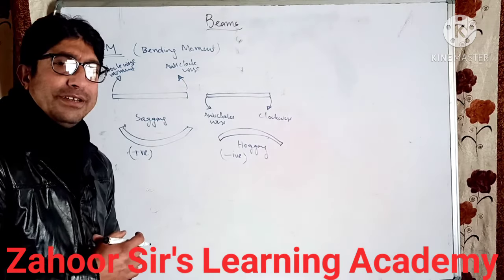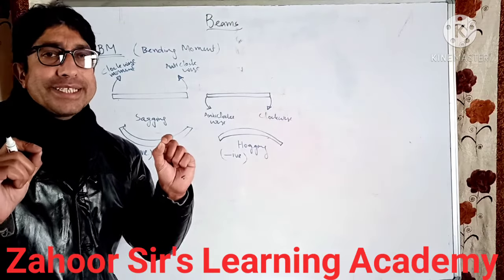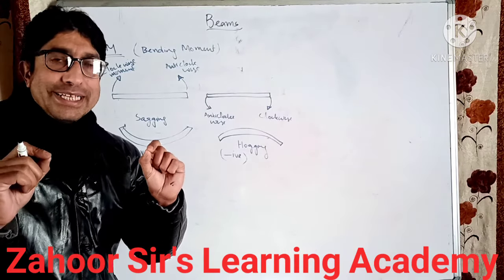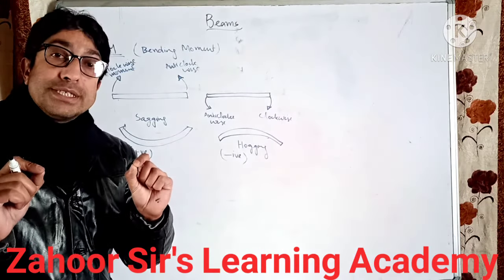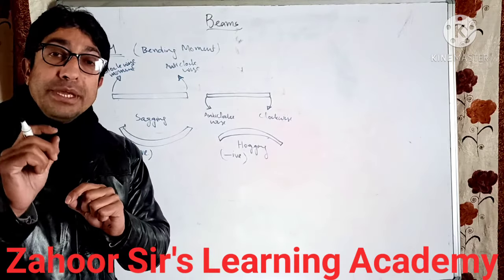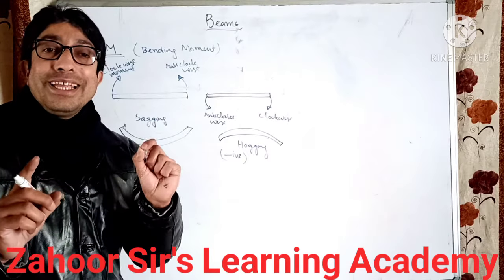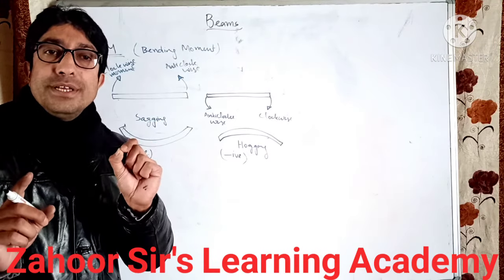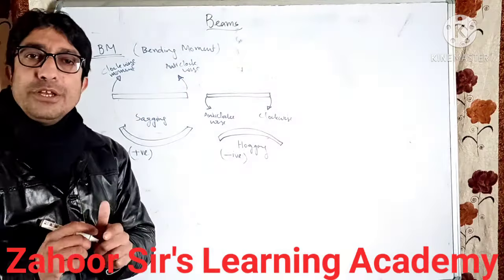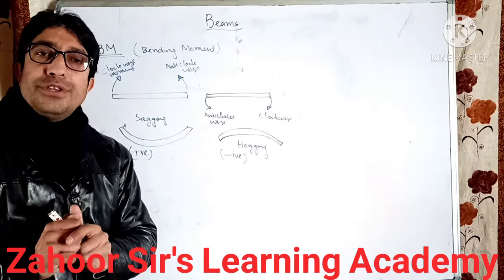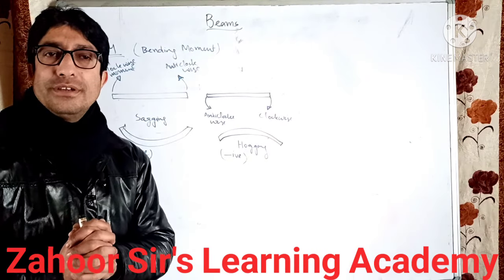Now the question arises, what does BM mean? Bending moment is the algebraic sum of all the moments. Remember, my dear students, BM means the algebraic sum of all the moments either on the right or left side of the beam. So I have made you aware about the theoretical concepts of the beam. In the next class, I will come up with the numericals.